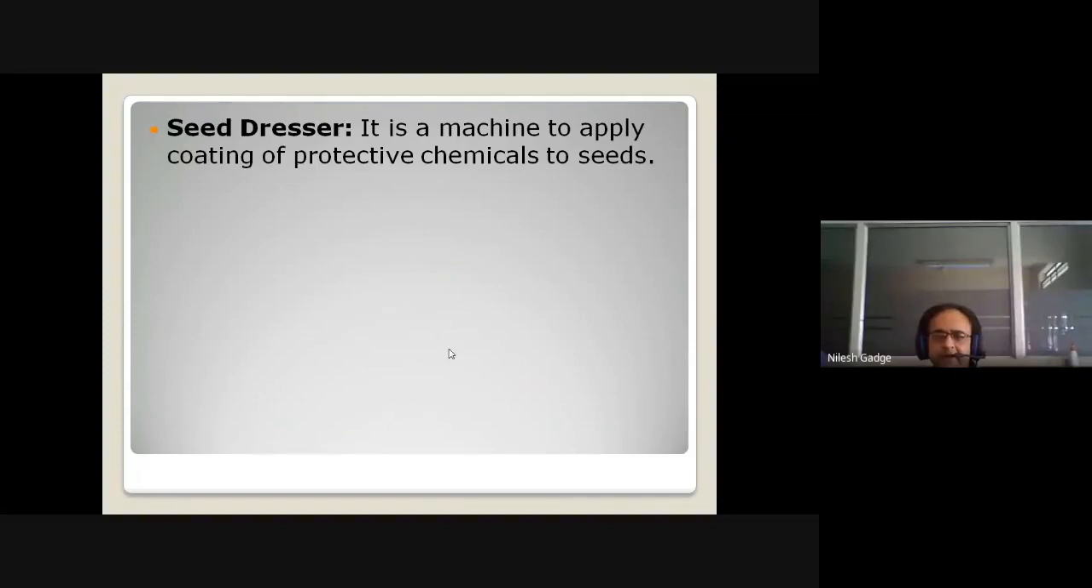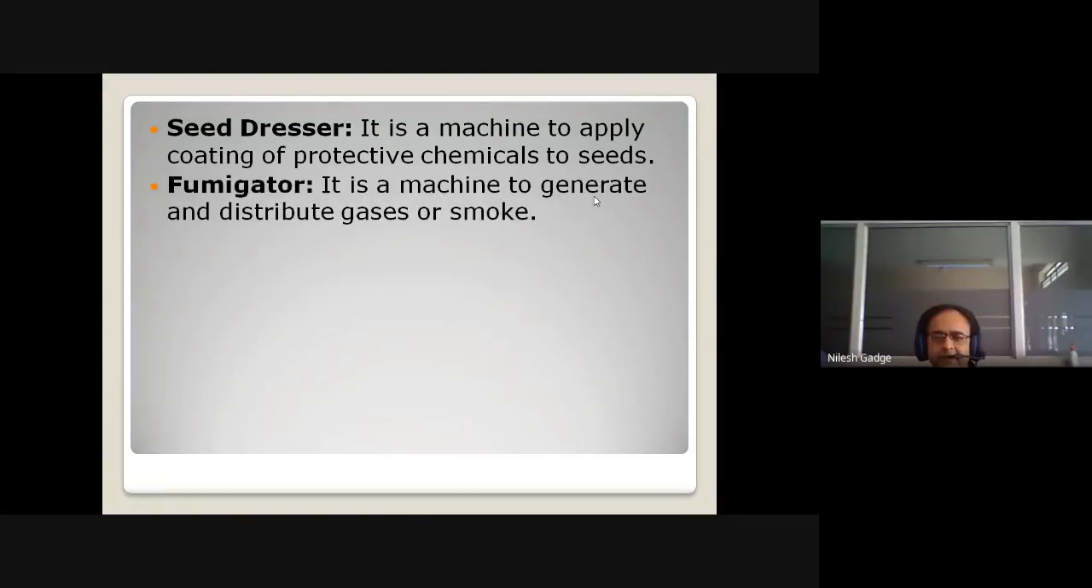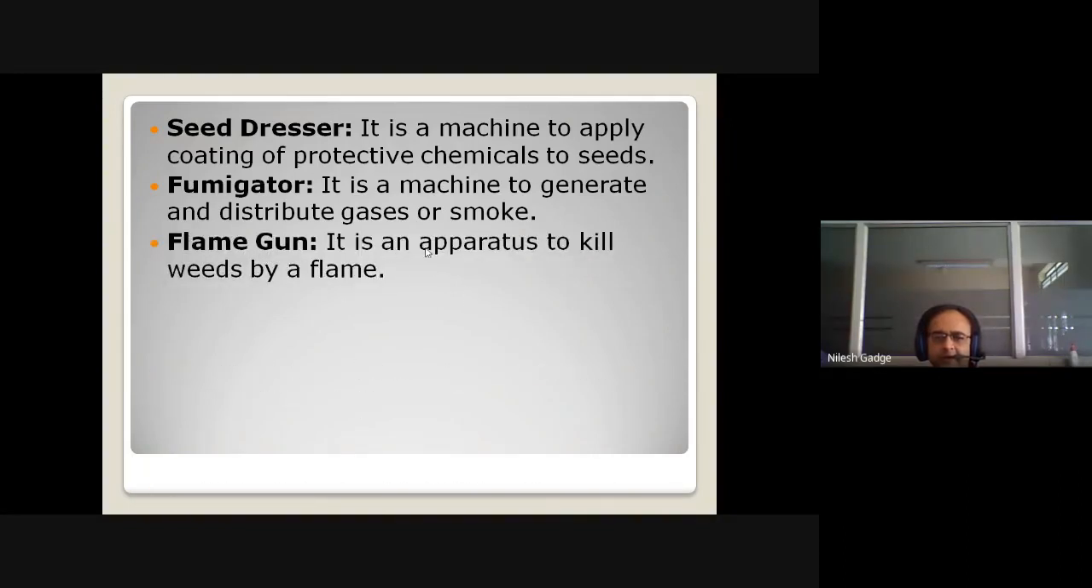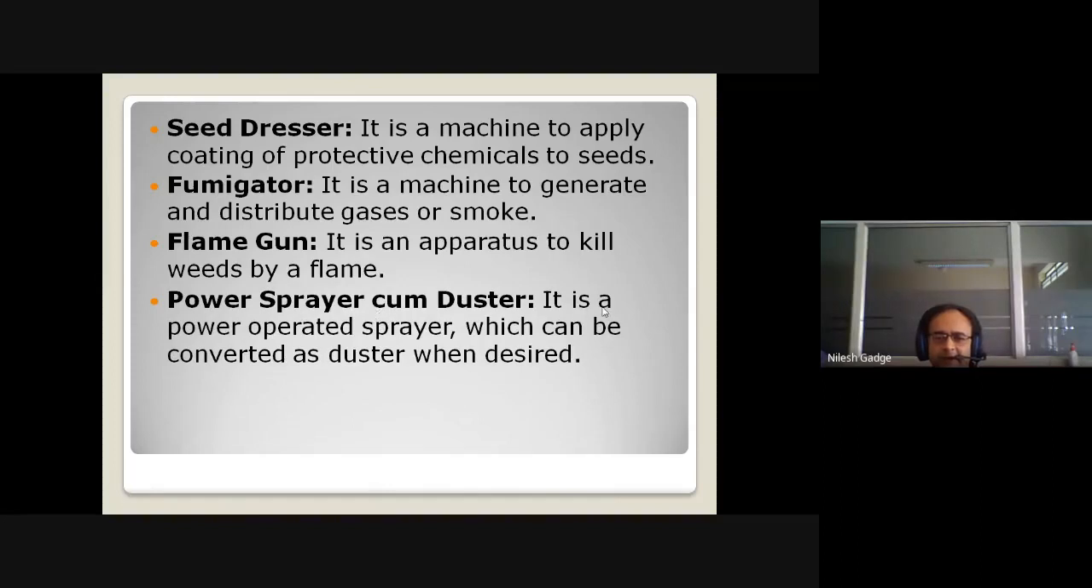Then there is the seed dresser. It is a machine to apply a coating of protective chemicals to the seeds. A fumigator is a machine to generate and distribute gases or smoke. Then flame gun, it is an apparatus to kill weeds by flame. Flame means it is direct fire, it burns the weed. Okay, flame gun. Then power sprayer cum duster. It is a power operated sprayer which can be converted into a duster. That means this power sprayer cum duster does the work of spraying and also the work of dusting, like a duster and like a sprayer.